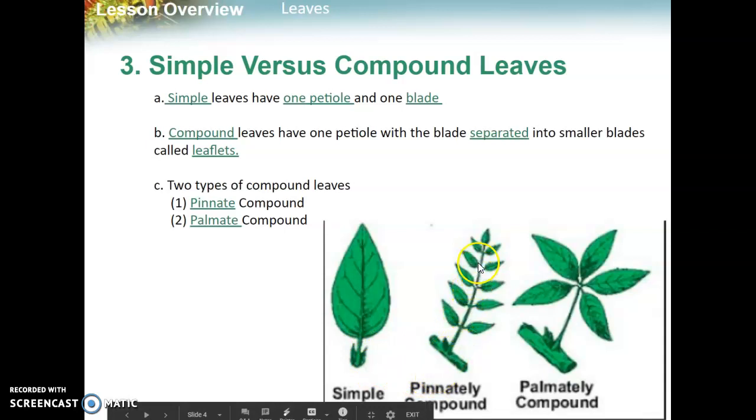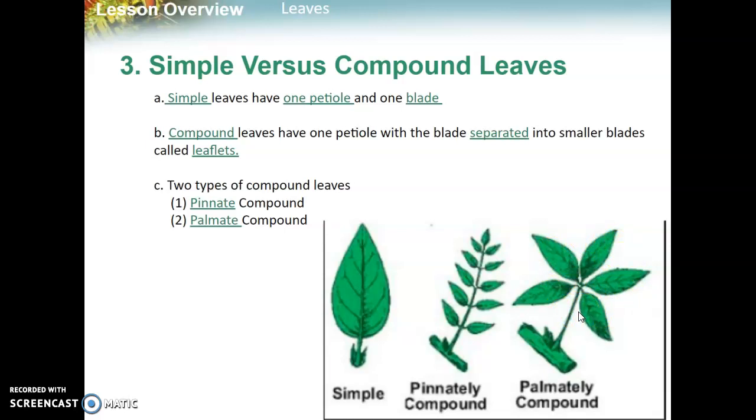One petiole, many little leaves that we call leaflets. Many little blades, I should say, that we call leaflets. Okay? And here's another one, another kind of compound. One blade, many little leaves called leaflets. This happens to be a buckeye tree.